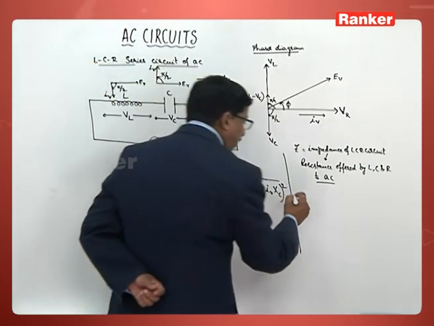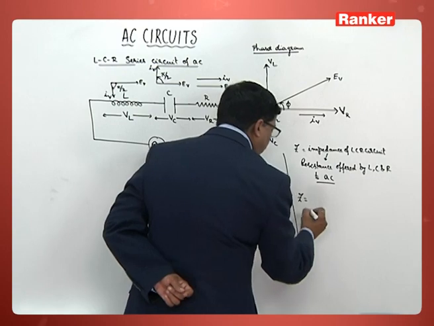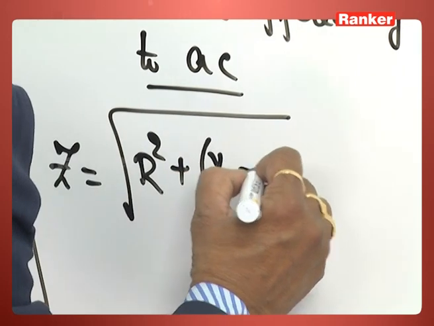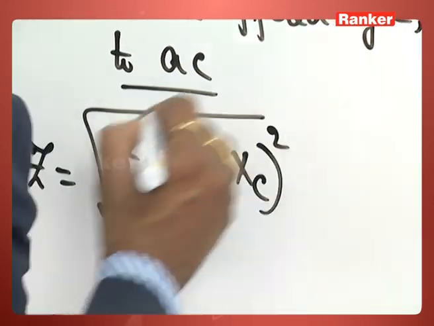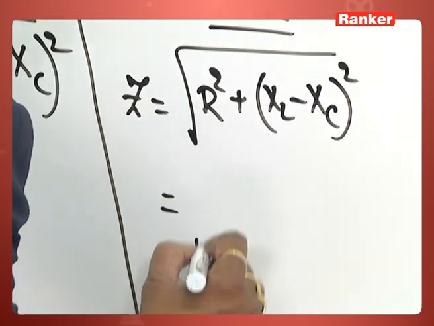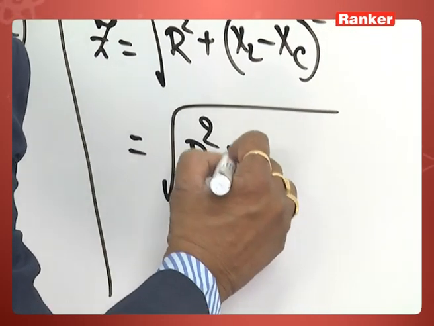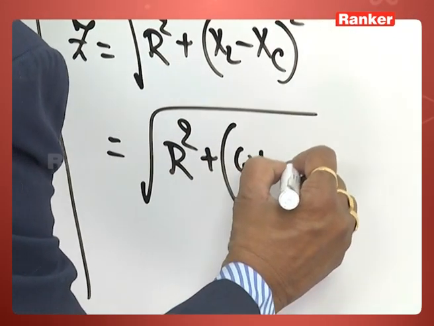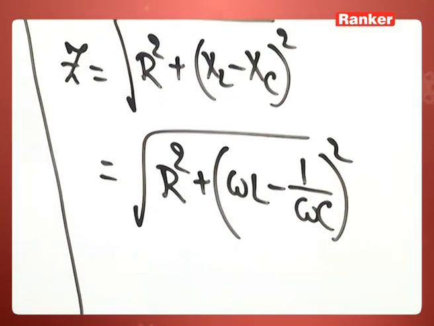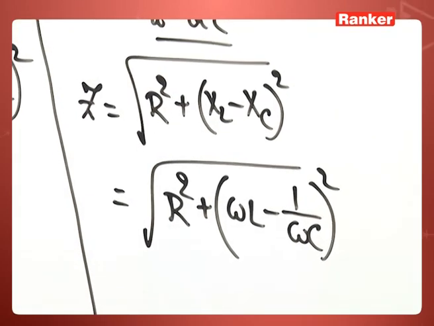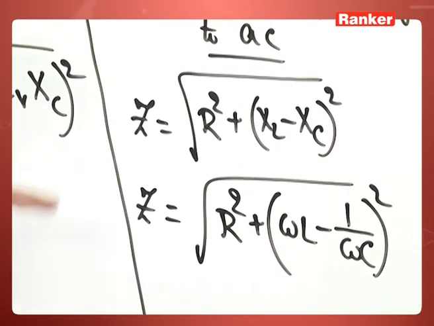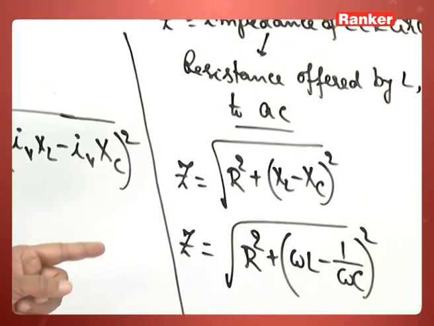What is its formula now? Z is equal to root over R square plus XL minus XC whole square. In other words, we can rewrite the same this way also, root over R square plus omega L minus 1 by omega C whole square, whole under root. So this is the basic formula one should remember as far as impedance of LCR circuit is concerned.